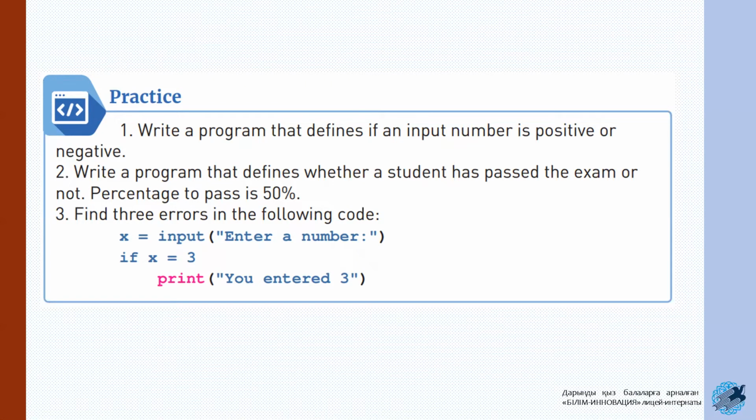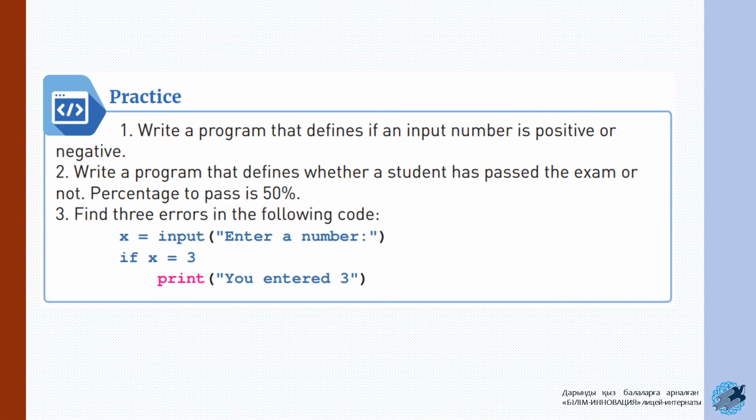Let's find them together. Look at the first line. x = input("Enter a number"). We want to enter a number. That's why we should use data type int to enter a number. First, it's the first error.